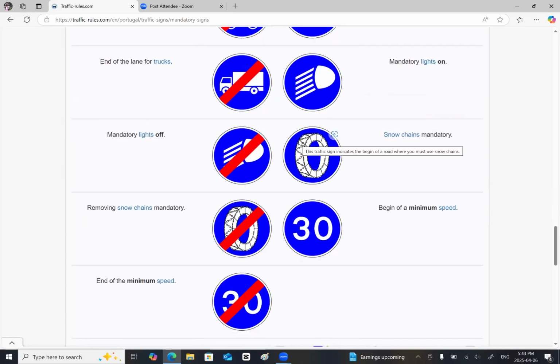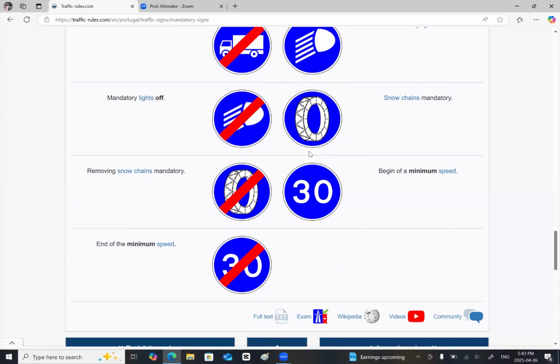You see here the tire covered with a chain, right? Tire chain, snow chain. Snow chain mandatory. When you see this kind of symbol, your vehicle must be equipped with snow chains, okay? Otherwise, you will be fined. Same thing, removing snow chain mandatory, right?